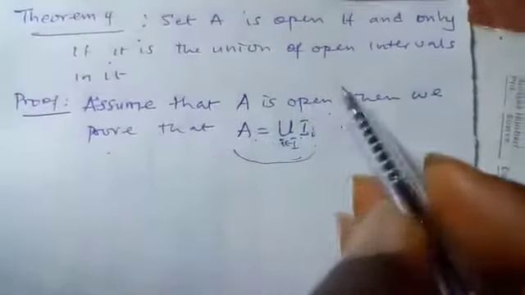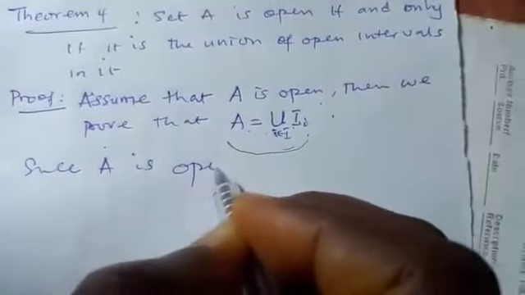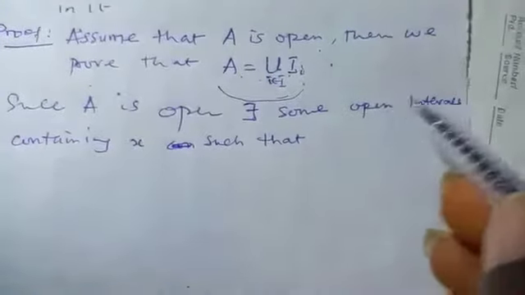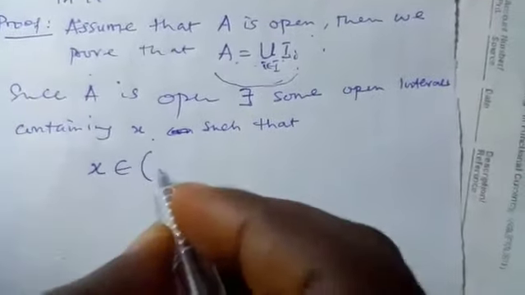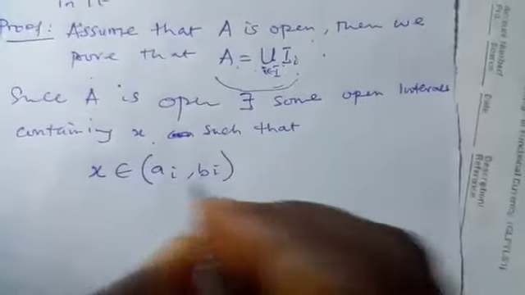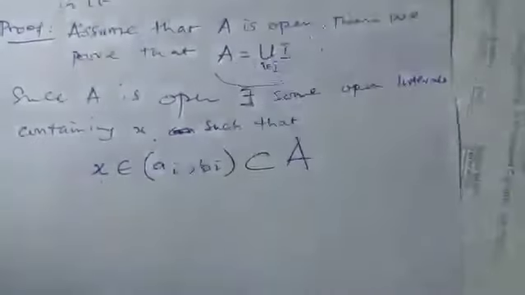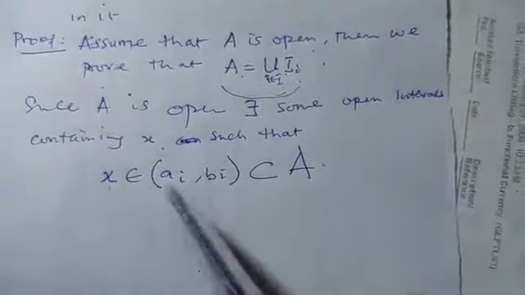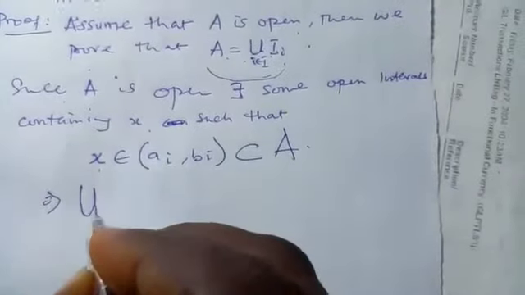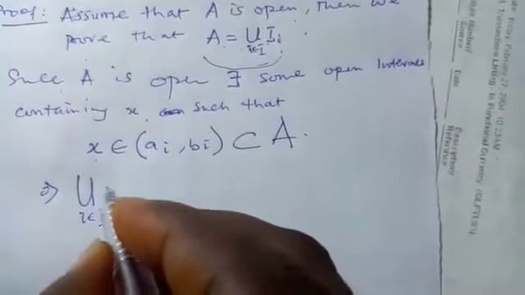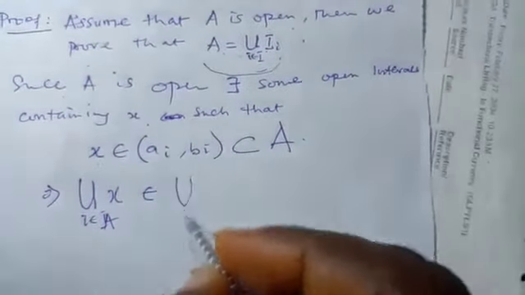Now, we first assume that A is open. Since A is open, let me write it down. There exist some open intervals containing x such that x belongs to those intervals. So these intervals contain x and all of them must be subsets of A. That is by definition, since we have assumed that A is open. So from this place now, let's put the union on both sides.